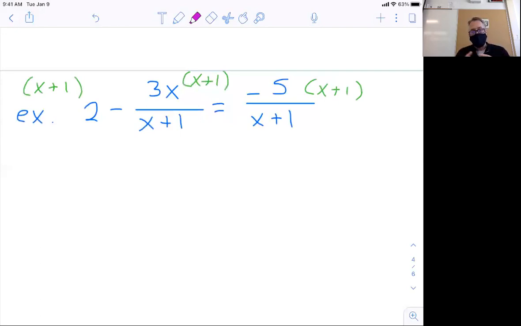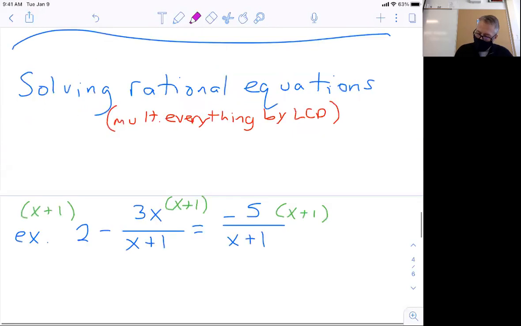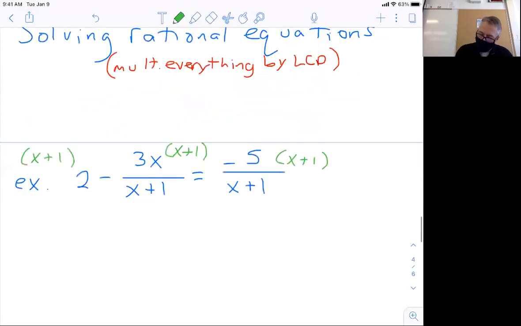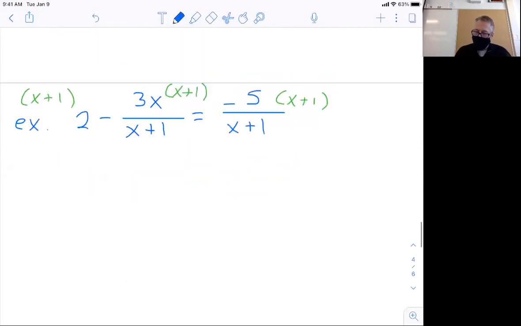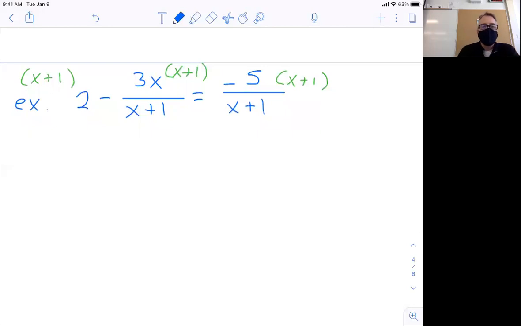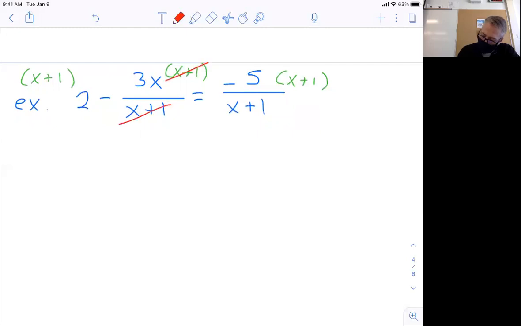And so that's different. That makes it different than the methods that we were using for expressions. And that's why I'm really emphasizing that word. Okay, we're only multiplying the top by the common denominator. And the reason we do that is so now we can cancel the denominators. So in this case, in the middle, the x plus 1's cancel. And on the right side, the x plus 1's cancel.